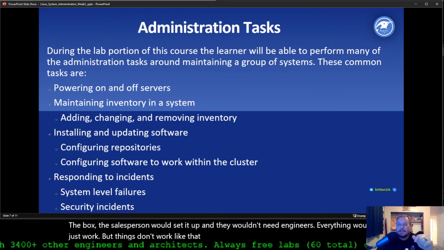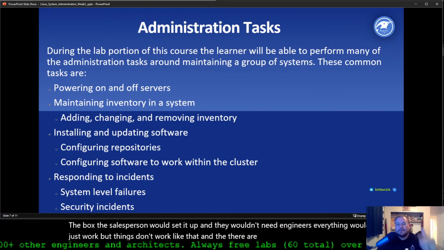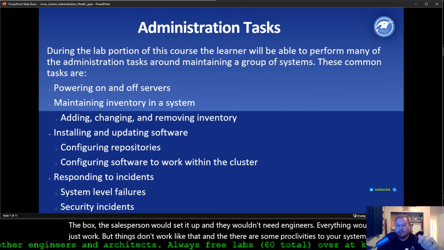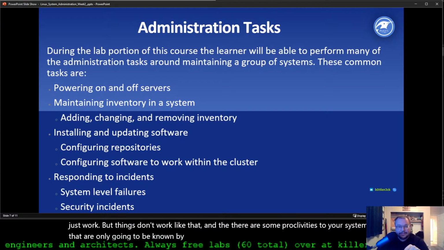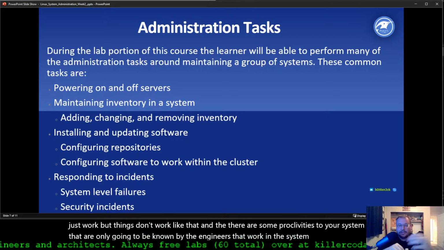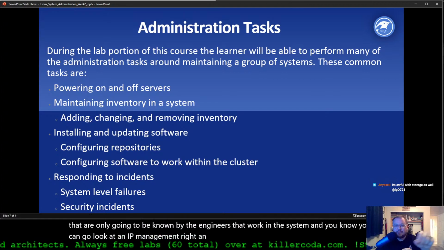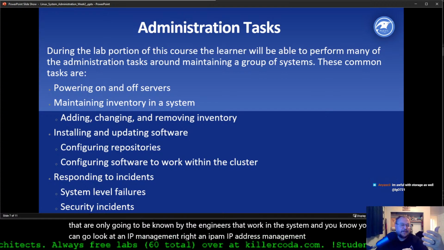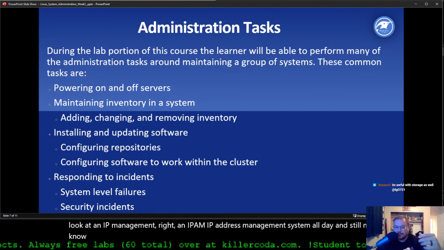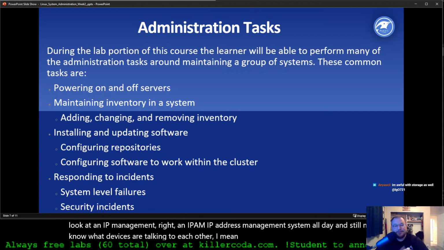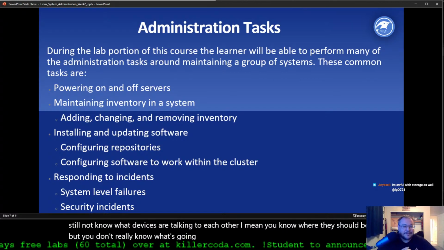And there are some proclivities to your system that are only going to be known by the engineers that work in the system. You can go look at an IP address management system, an IPAM, all day and still not know what devices are talking to each other. I mean, you know where they should be, but you don't really know what's going on, right?